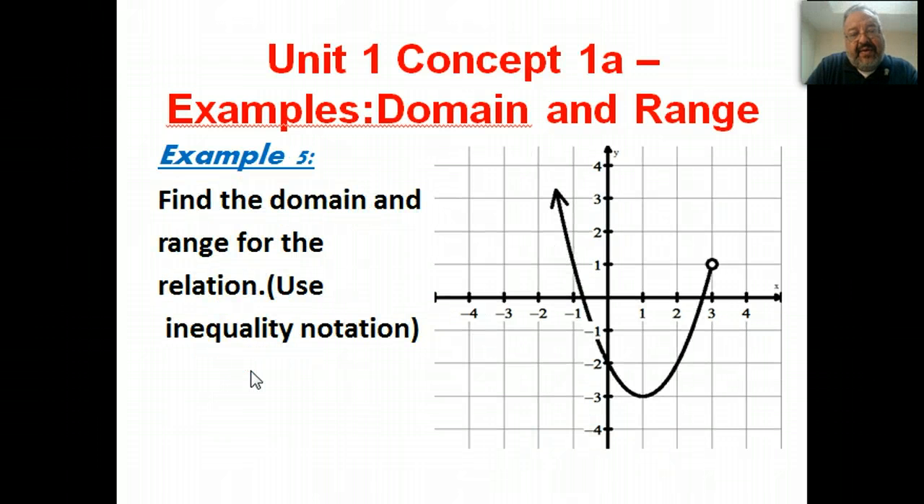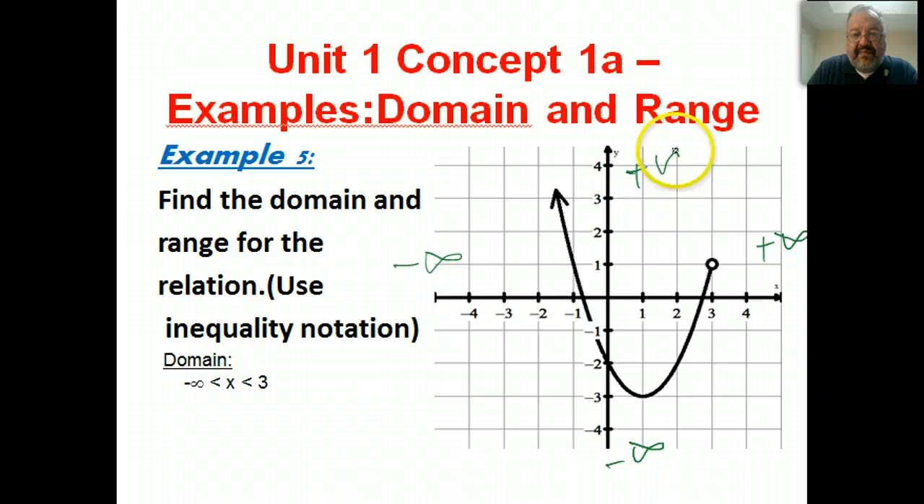Example 5. Find the domain and the range for the relation. Use inequality notation again. So to find the domain, I'm going to go as far left as I can because the domain is in the x-axis. And this right here tells me that I am going to the left forever, basically. So that's going to give me from negative infinity. This way is negative infinity, and this way would be positive infinity.